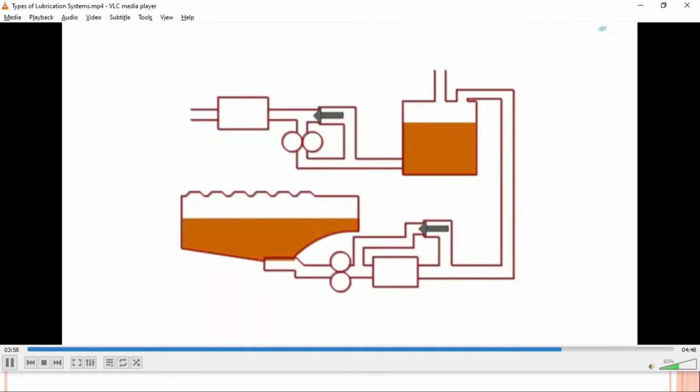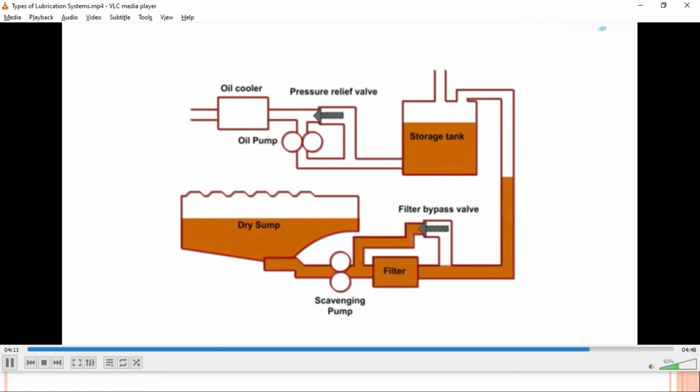The oil from the sump is pumped by the scavenging pump and then filtered by the filter. The filtered oil enters the storage tank, where it is pumped by the oil pump for lubrication. The oil from the pump is cooled by the oil cooler before it moves for lubrication.